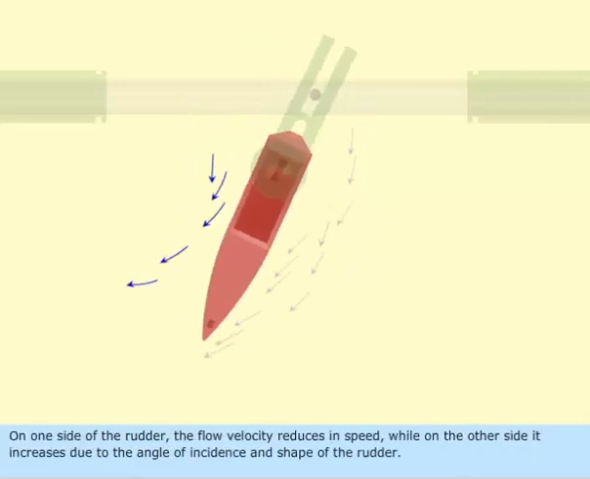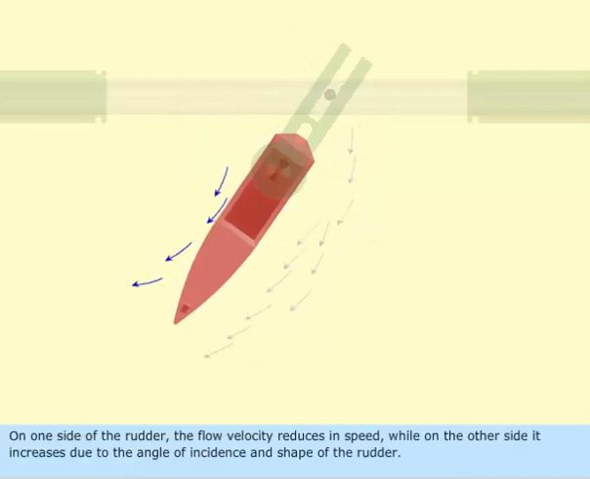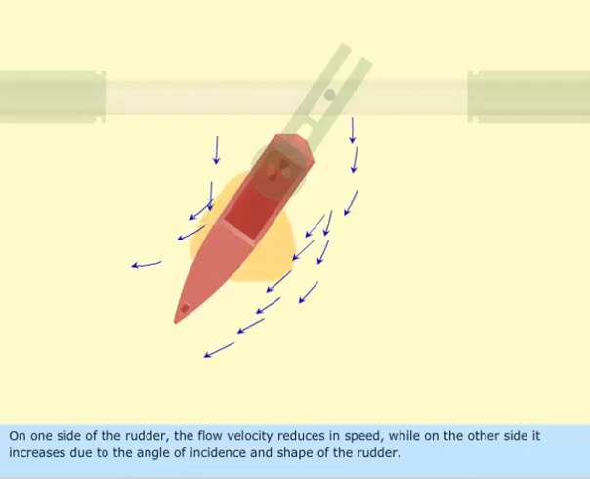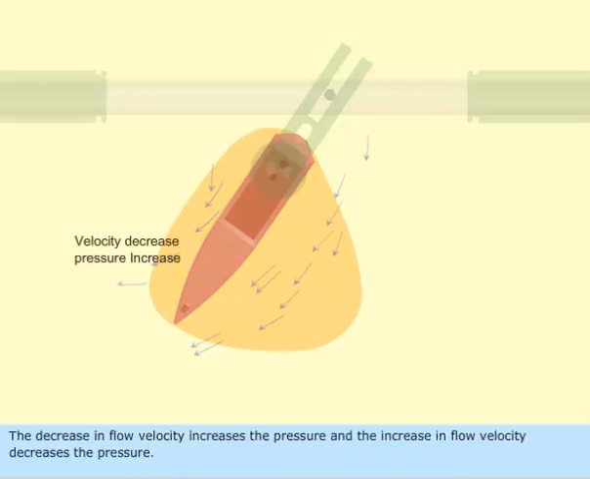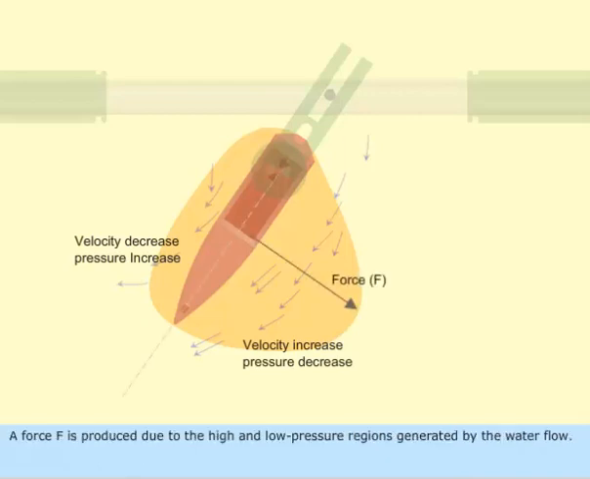On one side of the rudder, the flow velocity reduces in speed, while on the other side, it increases due to the angle of incidence and shape of the rudder. The decrease in flow velocity increases the pressure, and the increase in flow velocity decreases the pressure. A force F is produced due to the high and low pressure regions generated by the water flow.